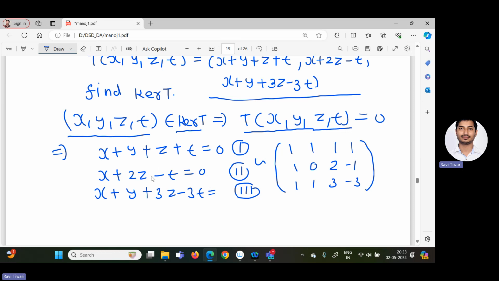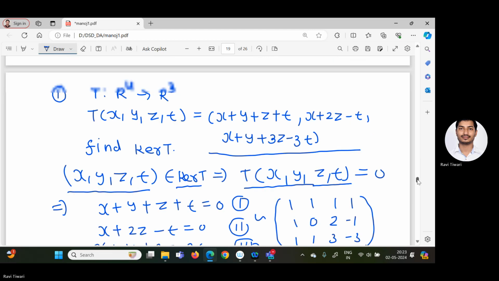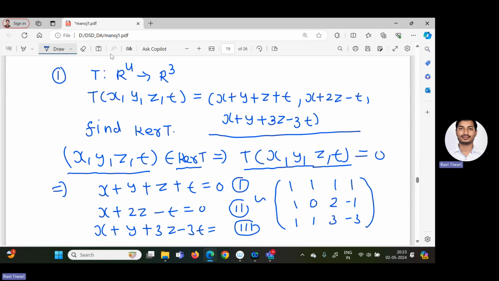Because here you can apply substitution method also. First you calculate x in terms of z, t, then you put in other values. Otherwise, we can apply row echelon form to reduce our calculation. So you can apply row echelon form here. Just one correction here. Y is given here as minus y, not plus y.